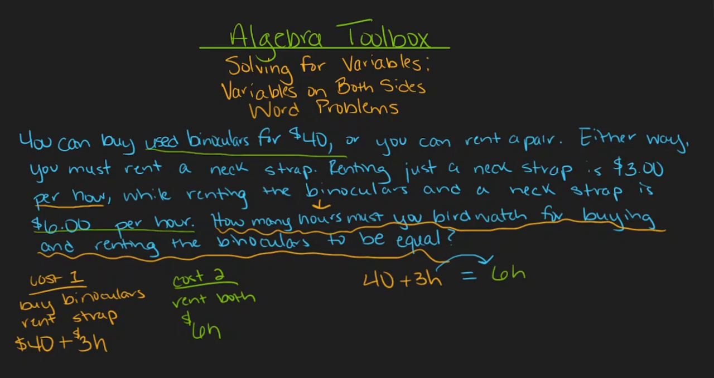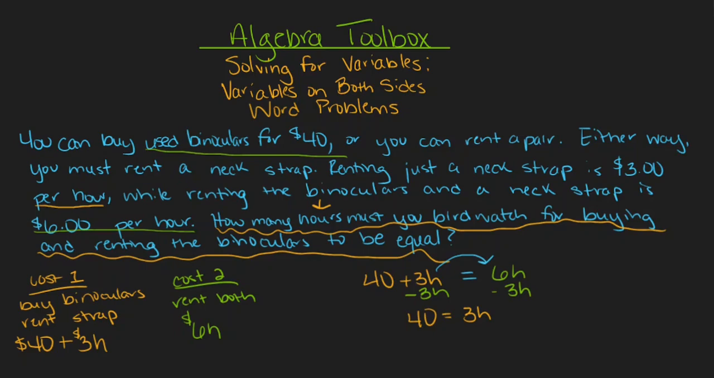Since I have a plus sign in front of 3h in my equation, I'll get rid of it by using the opposite sign, which will be minus 3h. And I have to make sure to do that on both sides. Once I do that subtraction, I get 40 equals 3h. Now I have numbers on one side, variables on the other. My last step is to get h completely on its own.